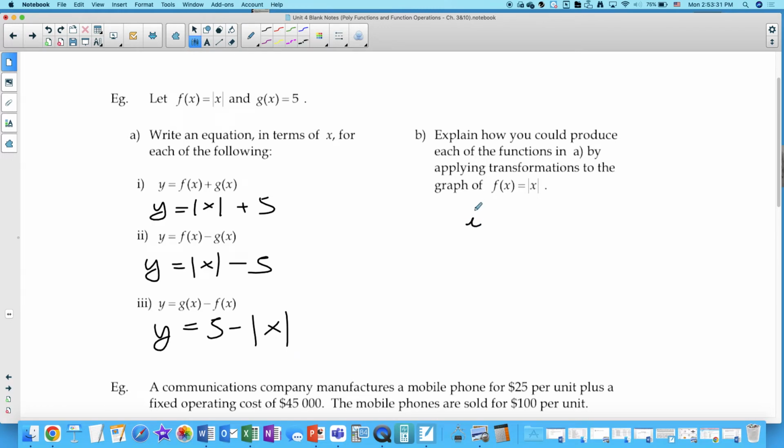how can we get that same function just by applying a transformation or several transformations to f of x equals absolute value of x? Translate up 5 units. Okay, what about for 2, for the second one? Translate down 5 units.